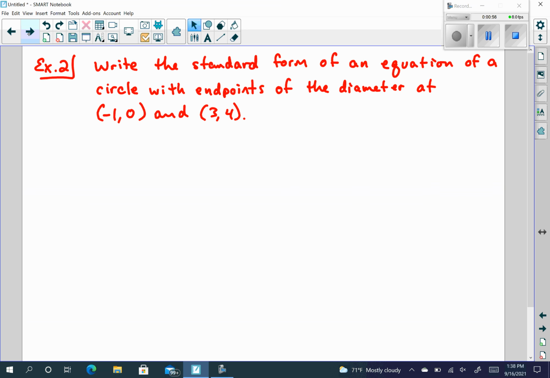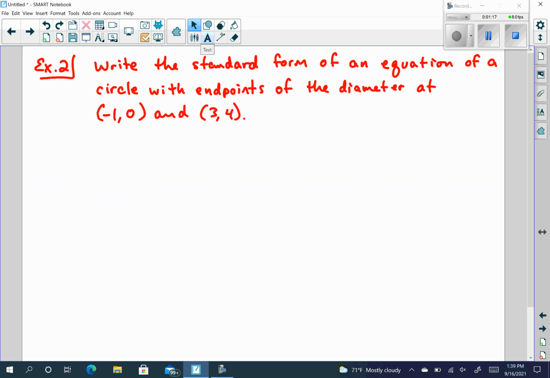All right, for our next example, again, pause the video if you need time to copy this down. But we're going to write the standard form of an equation of a circle with endpoints of the diameter. So they're giving us the edges of the circle that the diameter intersects here. So the endpoints of the diameter are at -1, 0, and 3, 4.